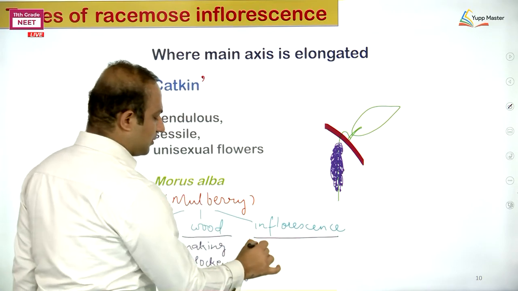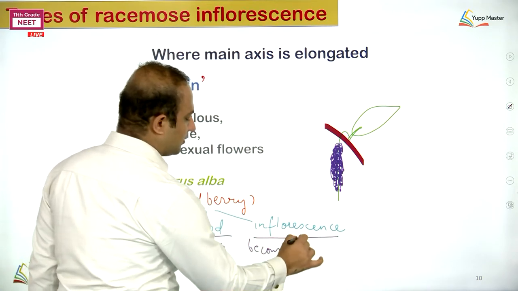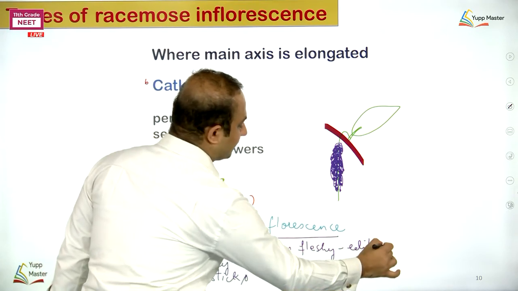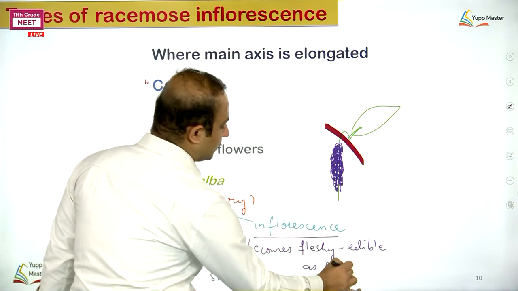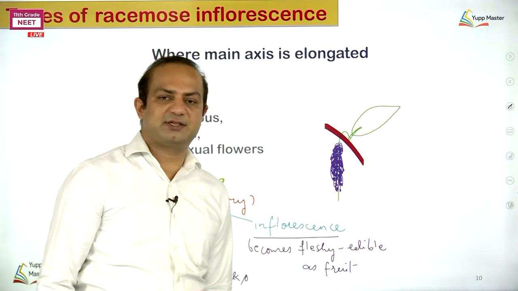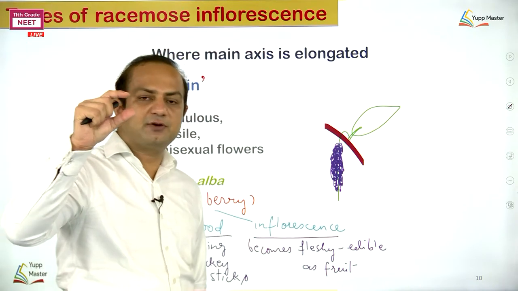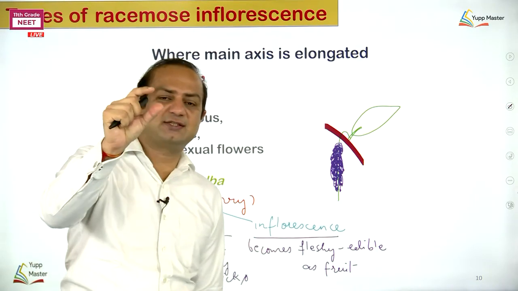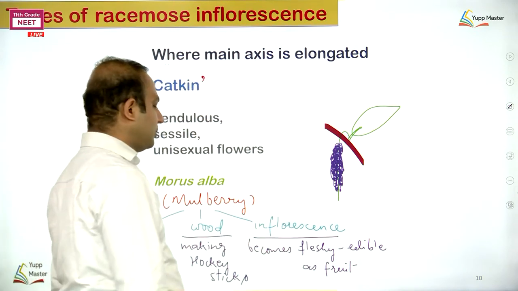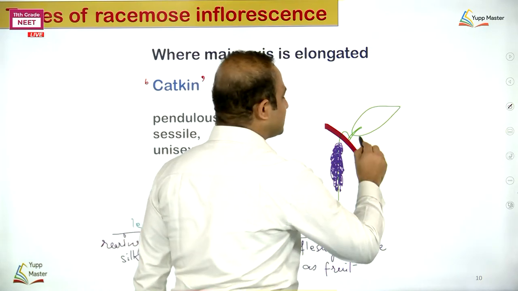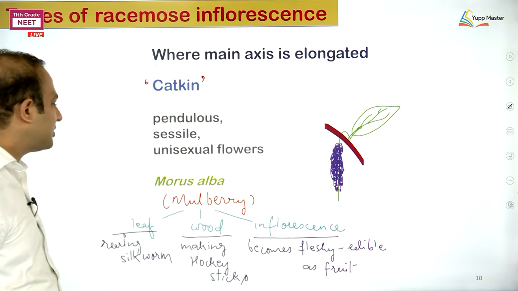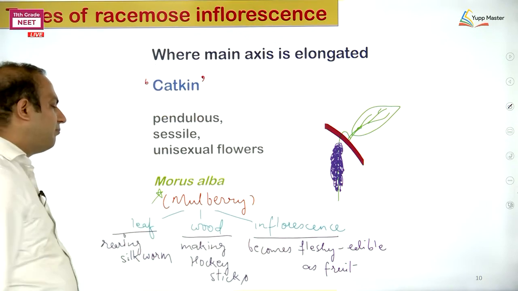Inflorescence becomes fleshy and that too edible as fruit. The fruit of mulberry, yes, it's sold in the market obviously, but the numbers are comparatively lesser because the fruit is small in size. That fruit which is this small in size is actually the catkin inflorescence of the mulberry plant. So we have studied it just because of the name of the example. We give importance to catkin because of this name, mulberry.